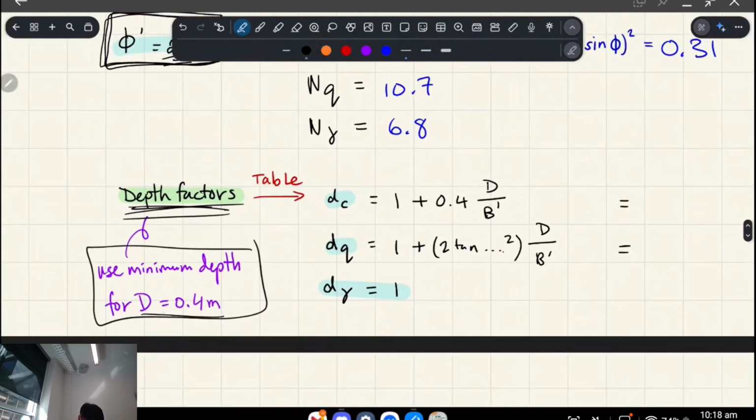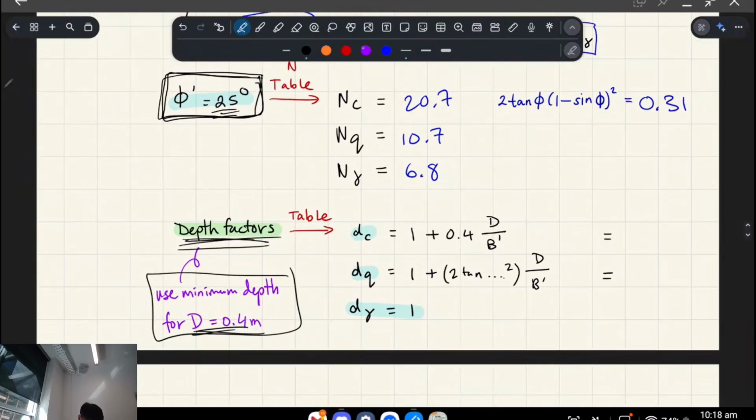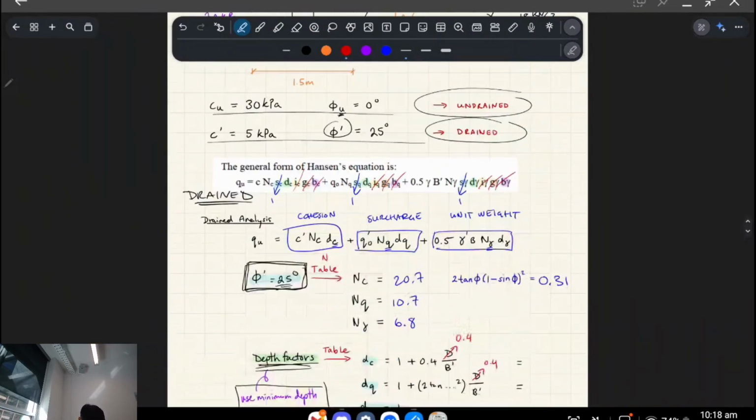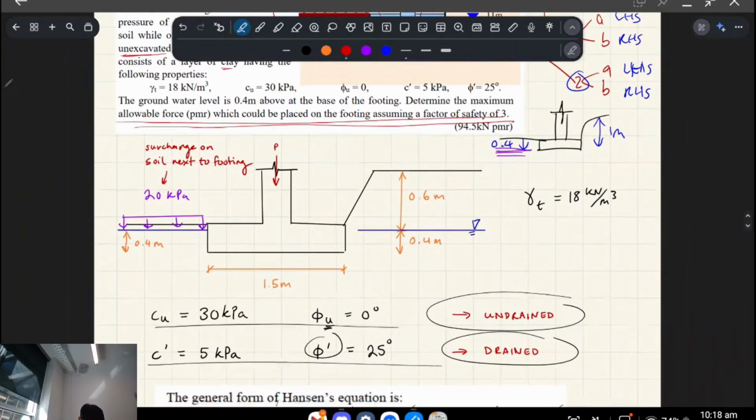So we're going to use 0.4 for everything. So whenever you see D, plug in 0.4. Okay. Whenever you see B dash, right? This was a question I had in the break.